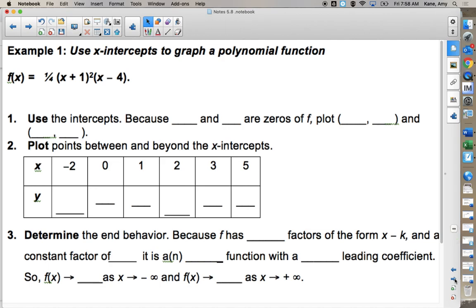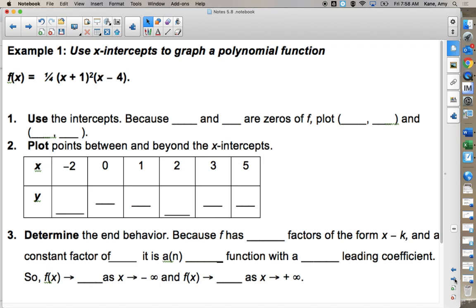So we have use x-intercepts to graph the polynomial. And that's pretty much how we graph polynomials. We look at x-intercepts, we look at end behavior, and then we're also going to see if we can find max and mins. But important parts of the graph would be where it crosses the x-axis. Where does the graph go? Does it go up, does it go down? So here it says use the x-intercepts.